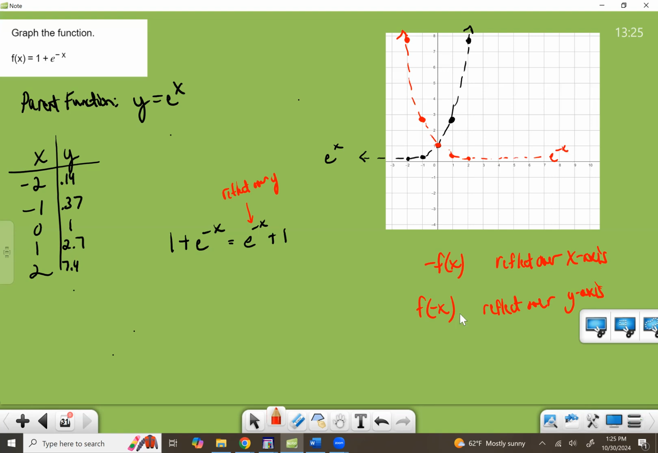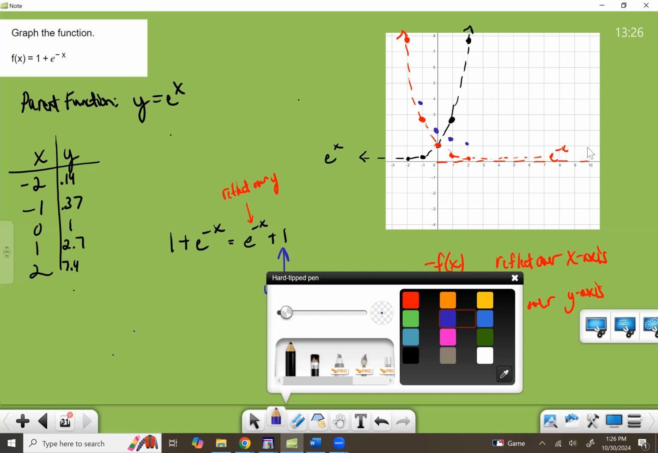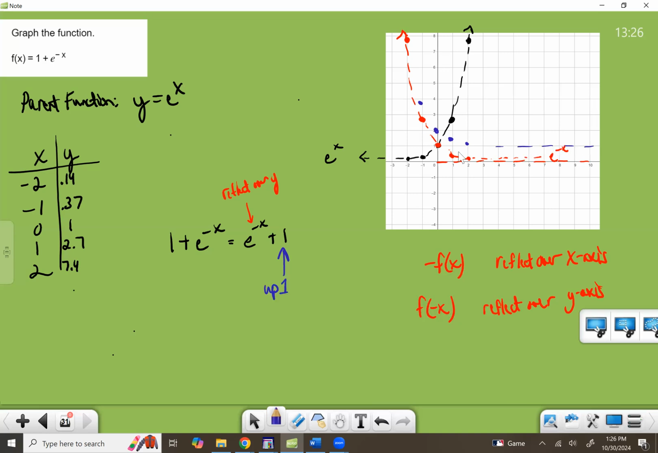So the +1 on the back end is going to be our vertical translation. It's telling the truth: when it says +1, we really are going to go up 1. So we're going to pick up every point and move it up 1 space. The horizontal asymptote currently is y = 0, but when you shift the whole graph up a space, you shift the horizontal asymptote up a space too. So I should move that one up 1 too.